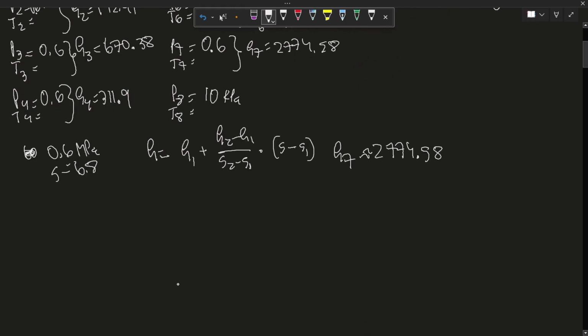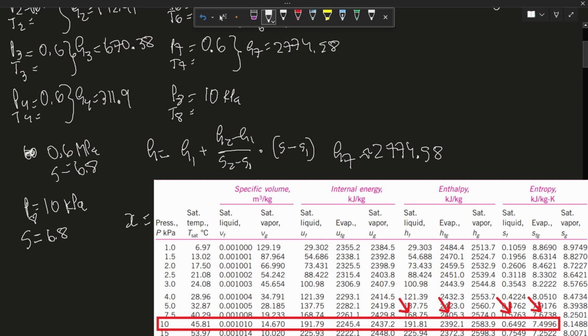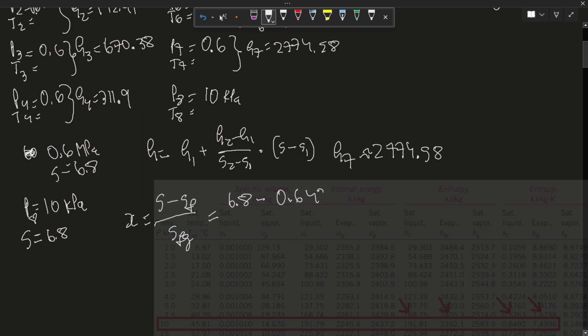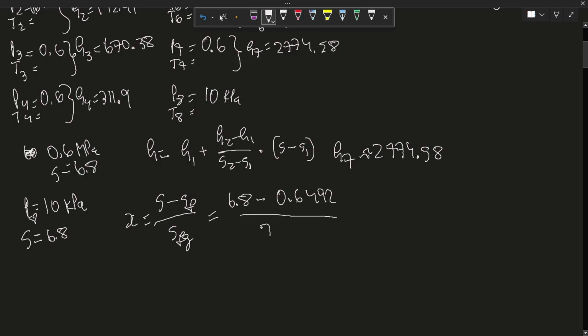So you check the pressure. The pressure P8 is at 10 kilopascals, and you have S to be 6.8. So you just have to find the quality, which is equal to S negative SF divided by SFG. This is an equation that you have to know by heart. So reading the tables, we get the SF of about 0.6492 and SFG to be 7.4996. Therefore, our quality is about 0.82.